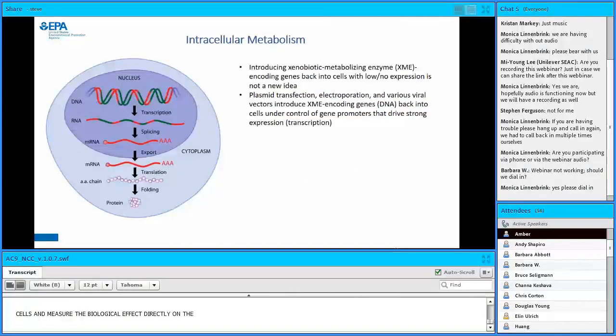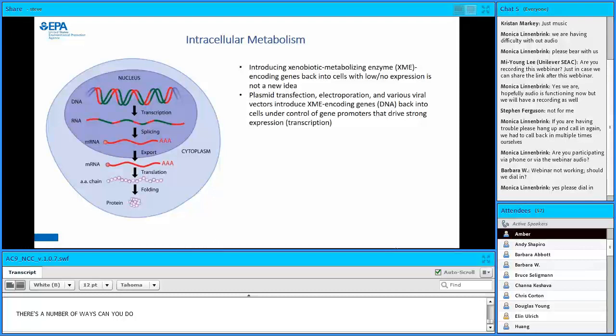Actually, there's a number of ways to do it, and it's not actually super new, this idea. As a matter of fact, I just showed you a paper from 17 years ago where somebody did it in Chinese hamster ovary cells with CYP3A4. But the general idea that most people use is to reintroduce xenobiotic metabolizing enzyme encoding genes back into cells that either have no or low expression. There's a number of ways you can do it: transfection, electroporation, viral vectors, etc.